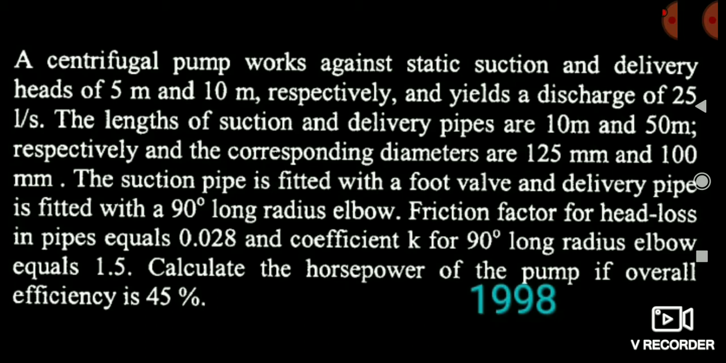And the discharge is 25 liters per second, and the lengths of suction and delivery pipes are 10 meter and 50 meter. After this, it is saying that the corresponding diameters are 125 mm and 100 mm, and it is fitted with a 90 degree long radius elbow, and the friction factor is given, that is 0.028, and the coefficient K for the 90 degree elbow is 1.5, and it is asking to calculate the HP of the pump, which has the efficiency of 45%.